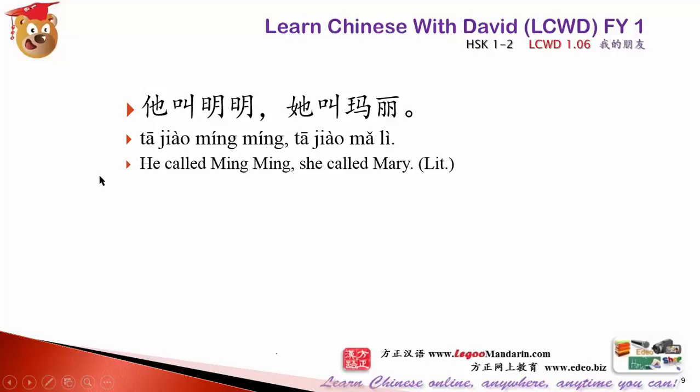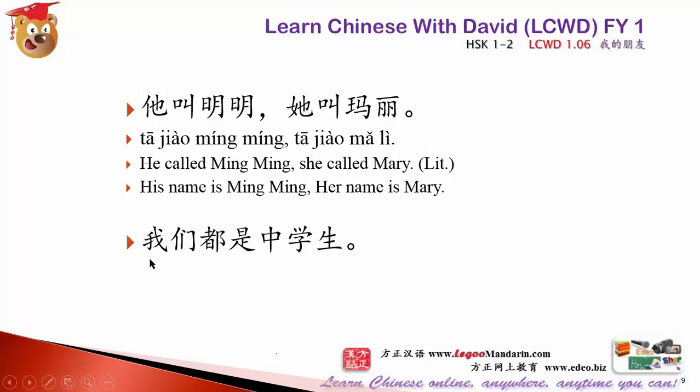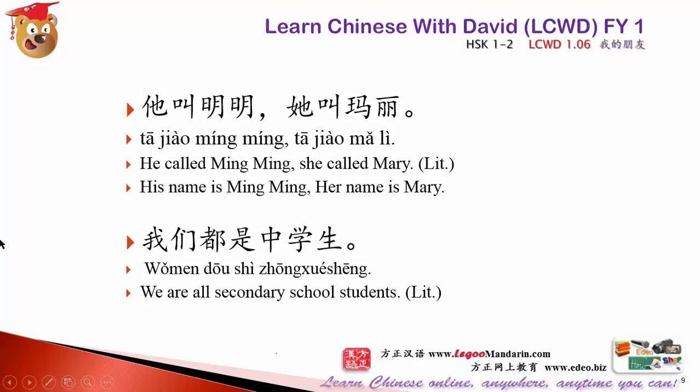他叫玛丽, 明明, 玛丽。我们都是中学生。都 means all. We all are middle school students. 学生 student. 中学生 middle school students, secondary school students.